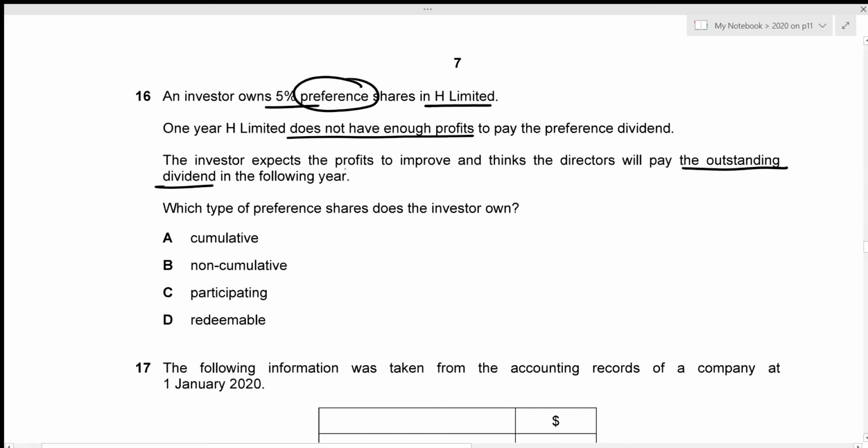as well as the last year when the dividend was not paid, which just means that the company will pay the cumulative dividend because it is adding the last year's dividend to the current year's dividend as well, right? So the type of preference shares the investor owns is going to be cumulative preference shares because the dividends are being accumulated over the years when the profit is not adequate to pay the dividends. That is given in option A. That will be the correct answer. Now we can move towards question number 17.